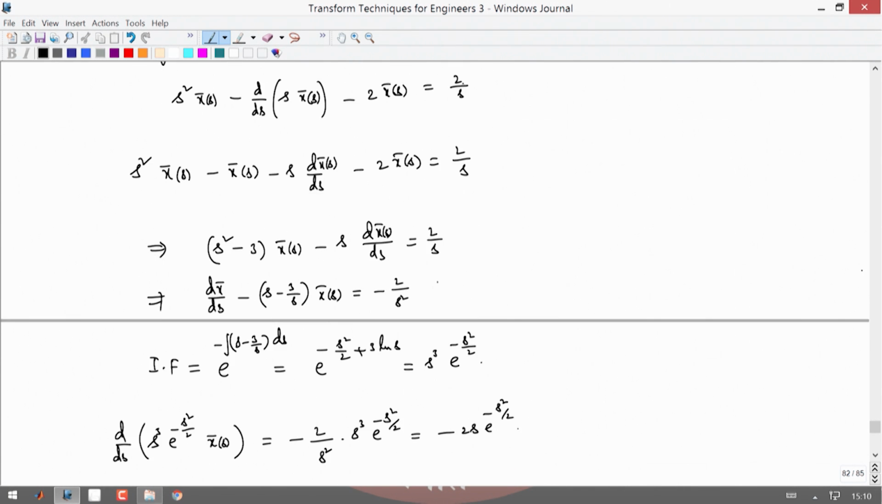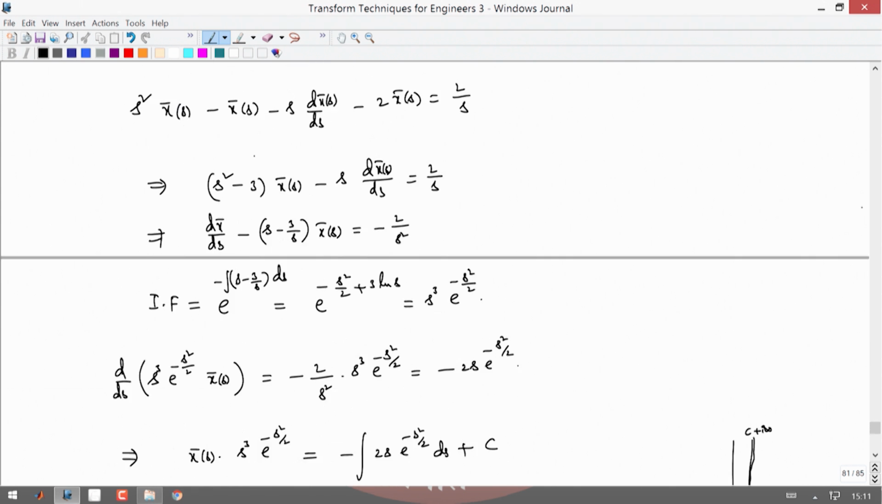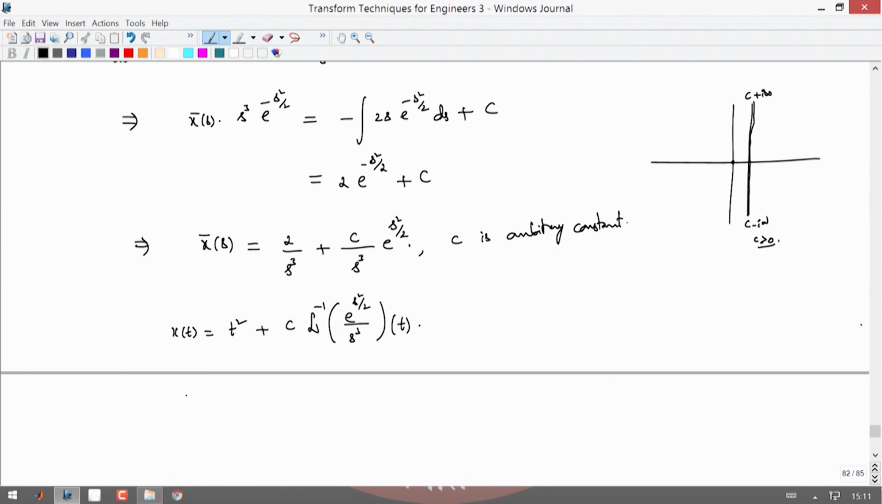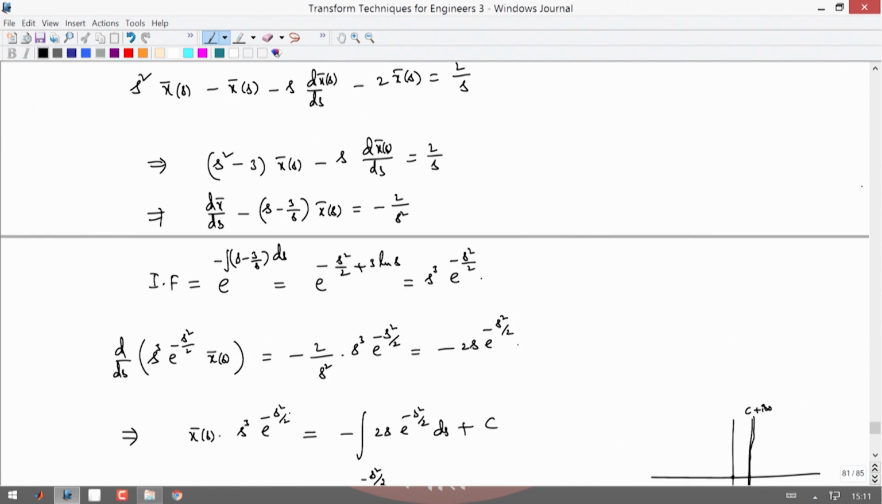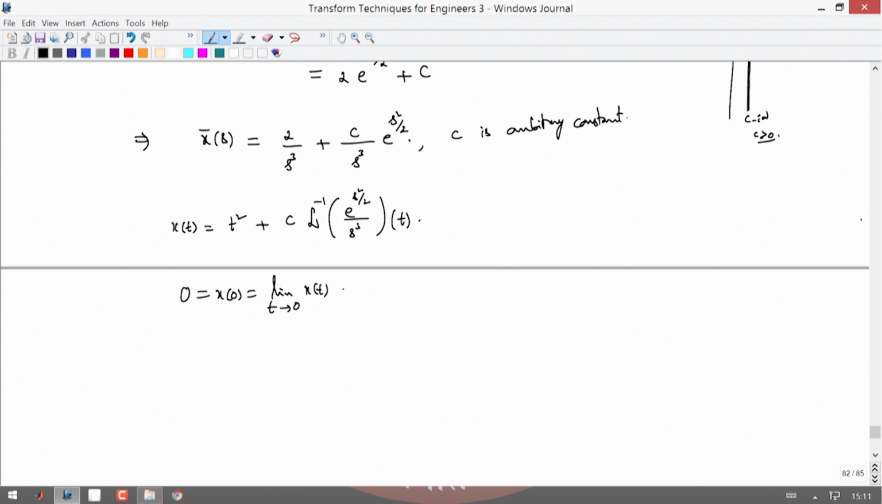So, you know that if you want to use your initial value theorem, x of 0 is 0. So, you can see that this is x of 0, this is a limit of x of t as t goes to 0. So, x of t is satisfying the differential equation. So, it is differentiable, so its limit exists. So, this is the one which is equal to a limit of s times x bar of s as s goes to infinity.